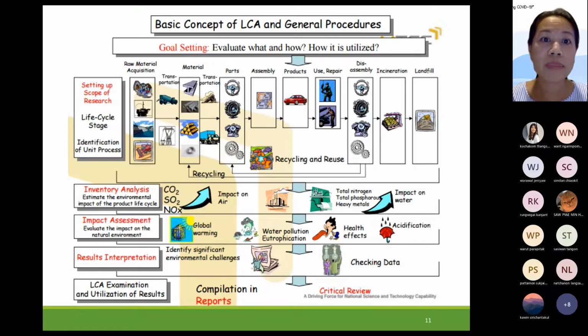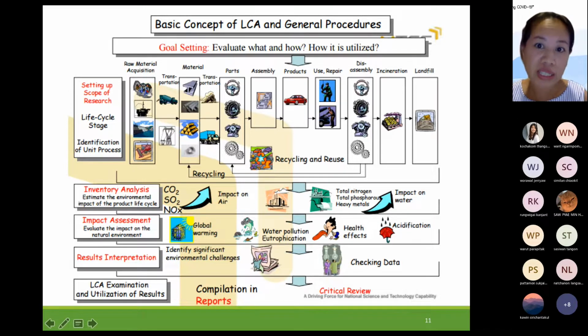And this shows the basic concept of LCA and the general procedure. I just want to show you each step of making the LCA. For example, if the product is a car, you have to know each part needed to make the car, from the raw material and transportation of the material to the industries, and then in each part of the material, the assembly of the product.